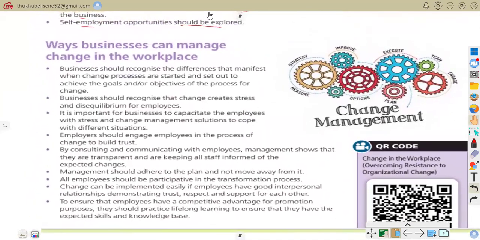Now let us move on to ways business can manage change in workplace. As it says, ways business can manage change in the workplace. It says business should recognize the differences that manifest when change processes are started and set out to achieve goals or objectives of the process for change. So here we are saying recognize differences during change.